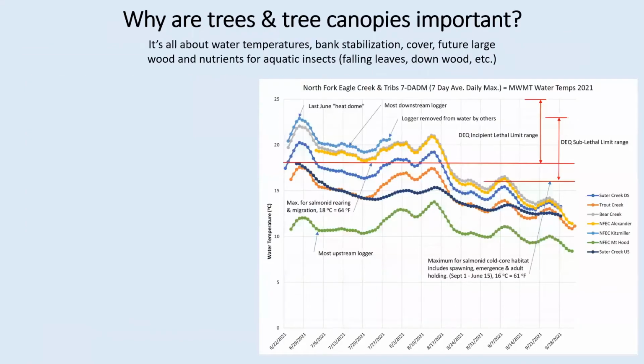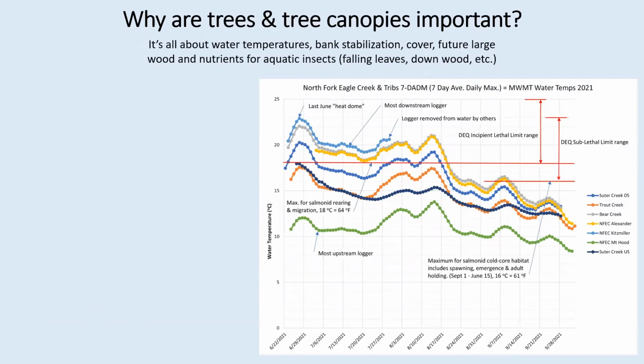And the reason why trees and tree canopies are important is multifold. It's all about water temperatures, bank stabilization, cover, future large wood, and nutrients for aquatic insects, such as what's coming from falling leaves, down wood, et cetera.